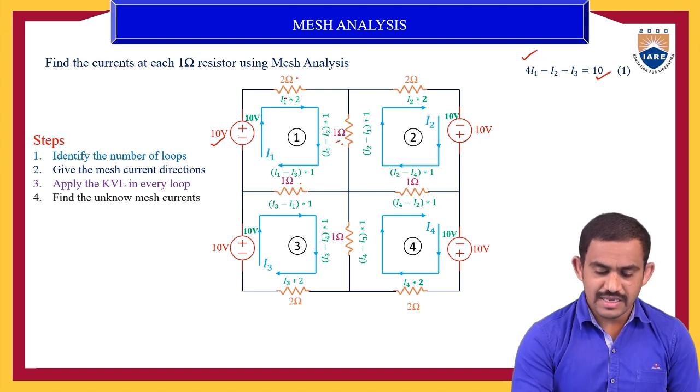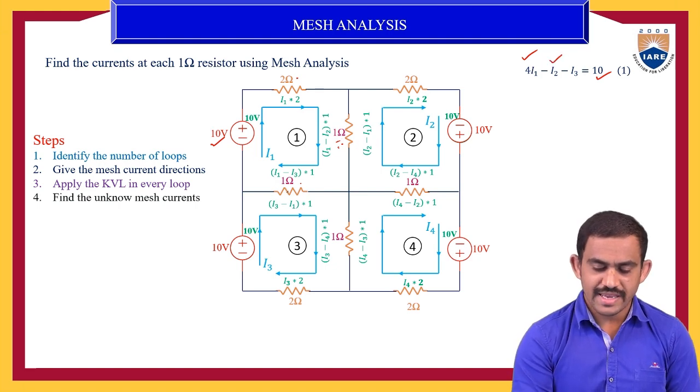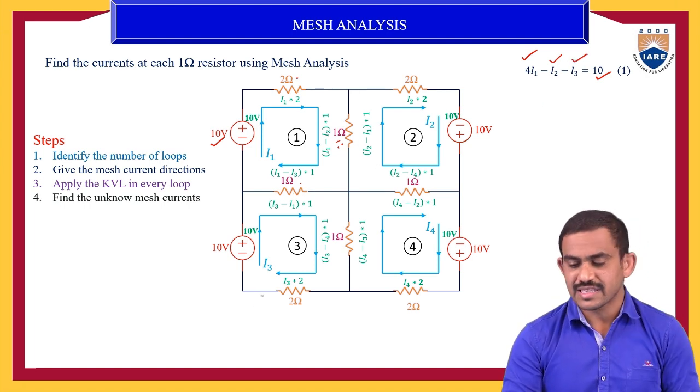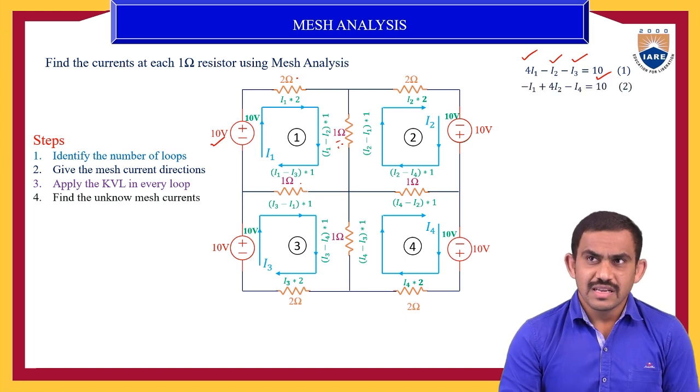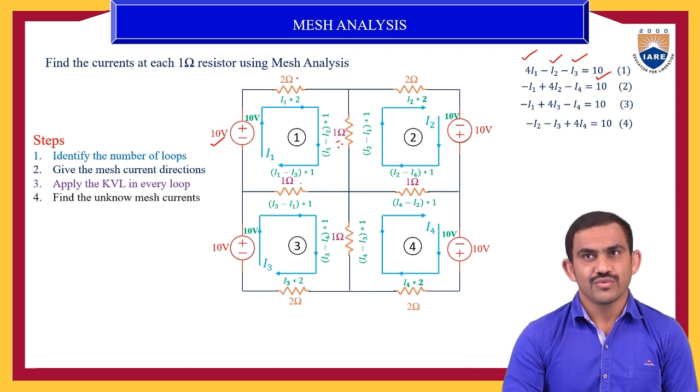And here there is no I2. Here we have the I2 value, that is reverse, that means minus I2 into 1. And here also we have I3, that is reverse direction, minus I3 into 1. So this is equation 1. Directly you can write like this also. Same as equation number 2, same as equation number 3, and same as equation number 4.